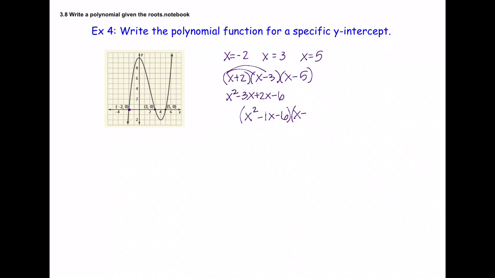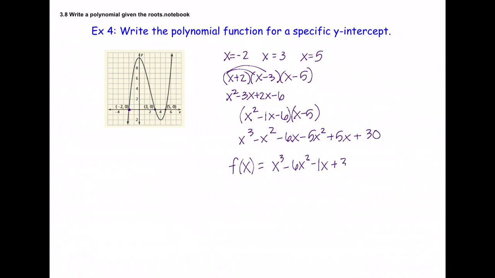You then need to multiply that with your other binomial, x minus 5. So when you distribute that out, we get x cubed minus x squared minus 6x. Distribute the negative 5, we get negative 5x squared, positive 5x, and positive 30. When we combine our like terms, we get f of x is equal to x cubed minus 6x squared minus 1x plus 30.